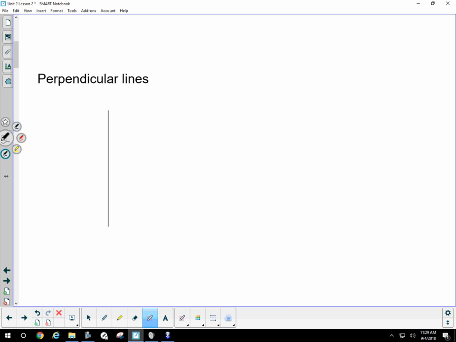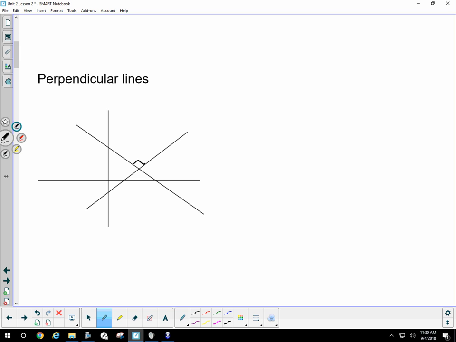Perpendicular lines are lines that when they intersect, they create a 90-degree angle. Anybody remember the relationship between any set of perpendicular lines? Mr. Mora? One is like the inverse of the other. Not inverse.